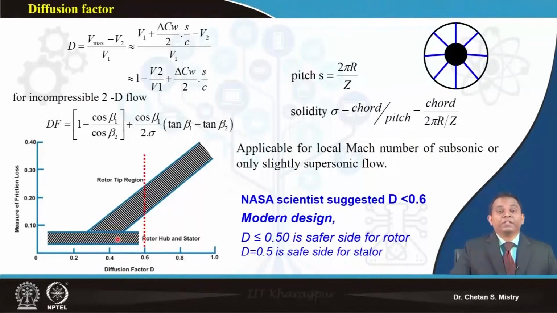As per NASA, this diffusion factor should be less than 0.6. If you go more than 0.6, you can understand you are increasing your losses, and when you are increasing your losses, your efficiency will go down. So, for most modern designs, people assume this diffusion factor in the range of 0.5 or less than 0.5, to be on the safer side. For the stator also they put the diffusion factor in the range of 0.5. Now just realize we are moving towards the calculations we need to do for design. This is one of the important parameters when you are designing an axial flow compressor. So, this is what is defined as my diffusion factor.